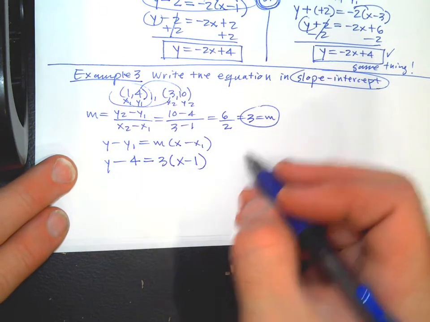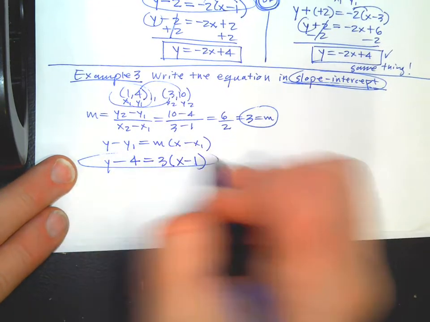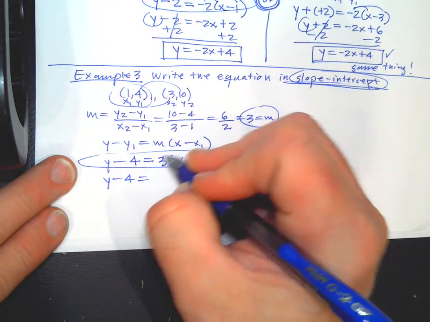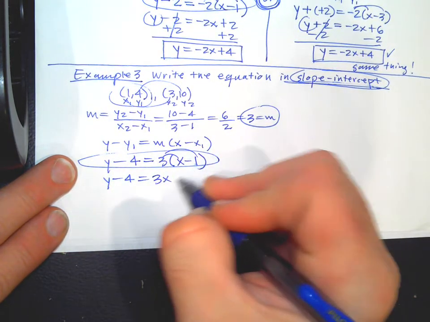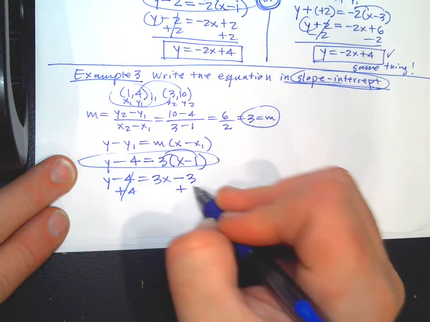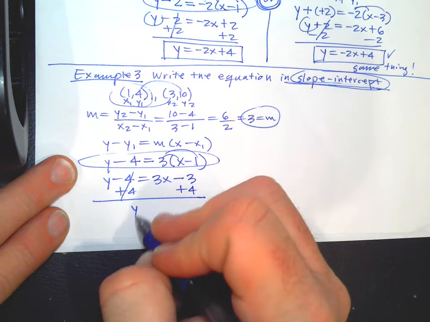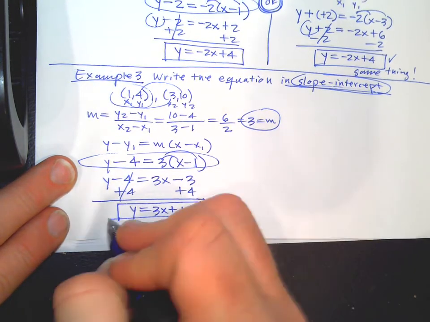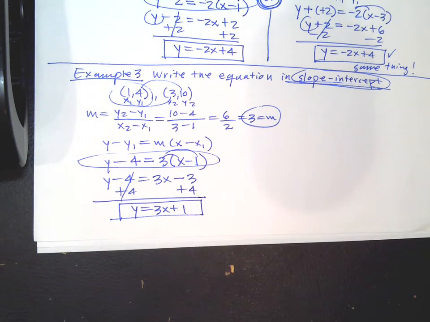Now that's point slope form, but we need slope intercept. So we have to continue: distribute the 3 to get rid of the parentheses, add the 4 to both sides to get rid of the subtraction. y equals 3x plus 1. That's your final answer. Now, if you use the other point, 3, 10, you get the same answer in slope intercept form.